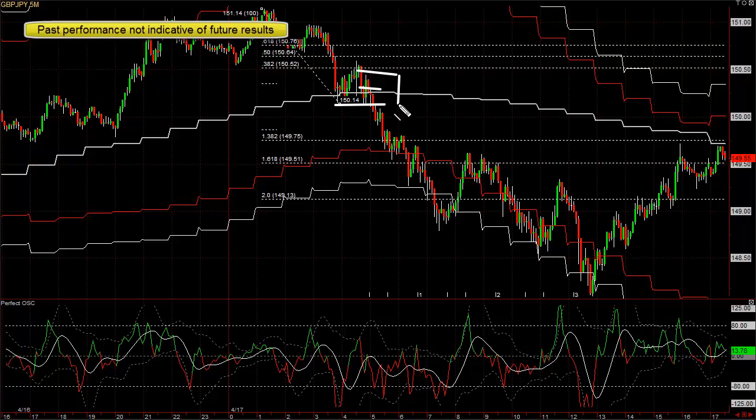This is your risk, and this is your first profit target. This is your second one. Usually I'll get out of the whole trade at the second profit target, especially when it's near the lower bands. But you can see the likely profit targets, 1.5, maybe even close to 2 times bigger than the risk.